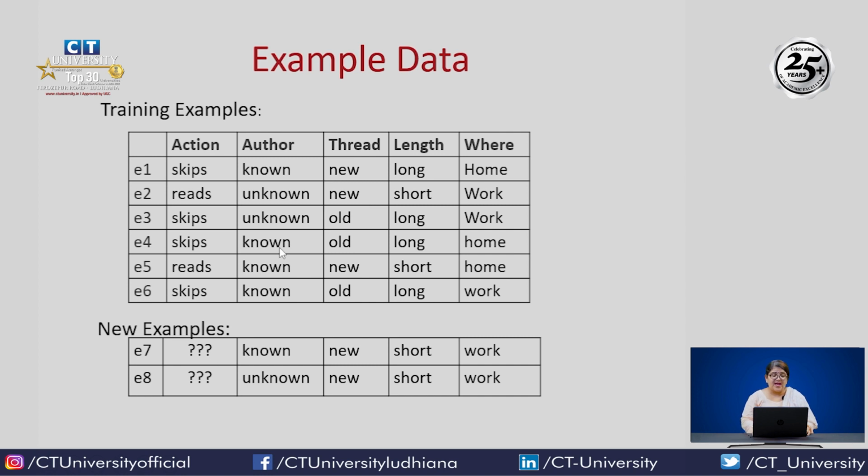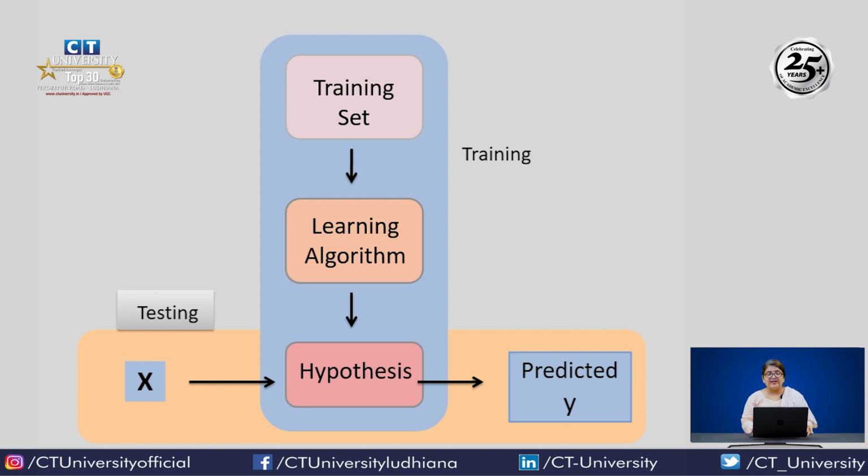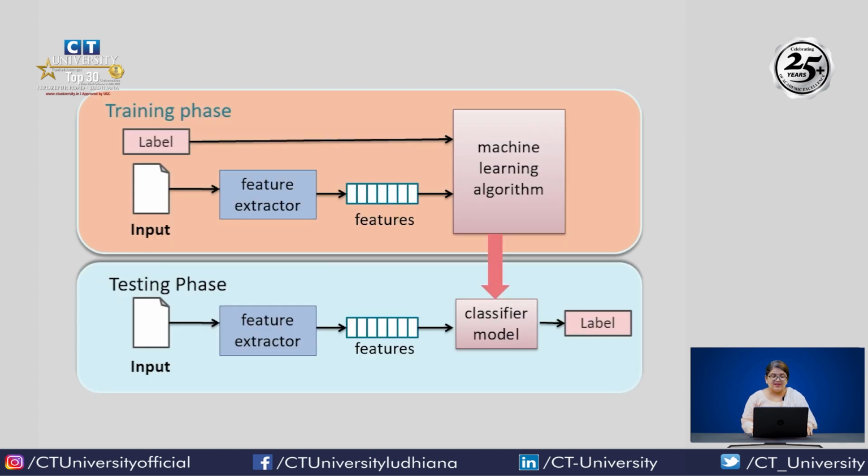If I have a full understanding of examples E1 to E6, then definitely I can also have an understanding of E7 and E8. I can predict what would be the value of E7 action and what would be the value of E8 action. This is basically what regression is. In the training set, we apply the learning algorithm on it, then a hypothesis is produced, then X is given, that is the testing, then we have the predicted Y, and finally we get something out of it.